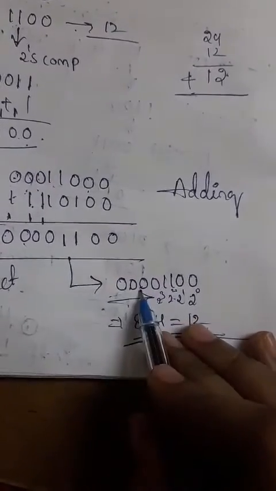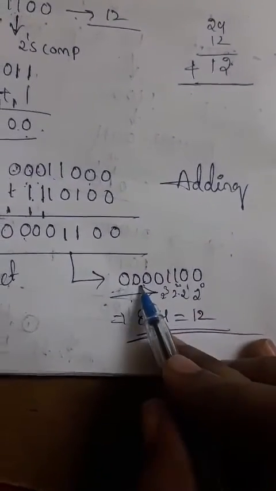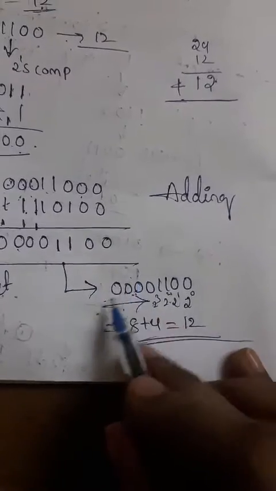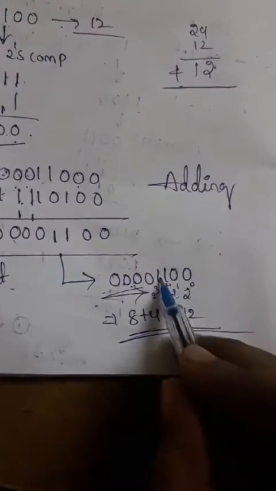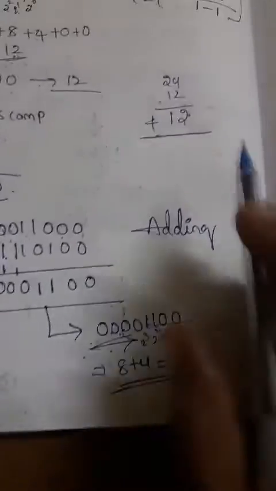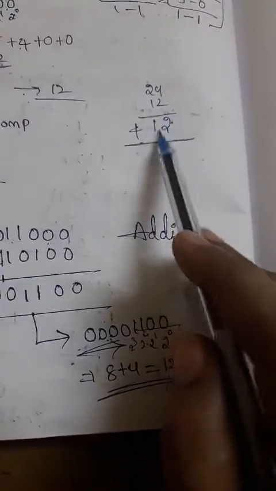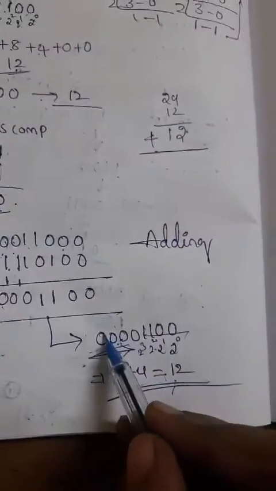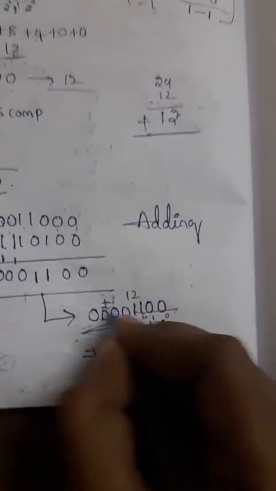And this leading 0 becomes the positive sign. Right? Positive is always represented as 0. So this bit will be the sign and this number will be the magnitude. So 24 minus 12 is nothing but plus 12. So here also we get plus 12.